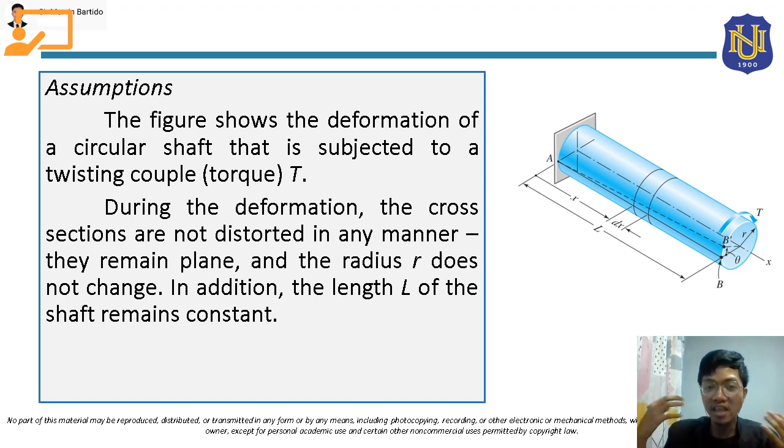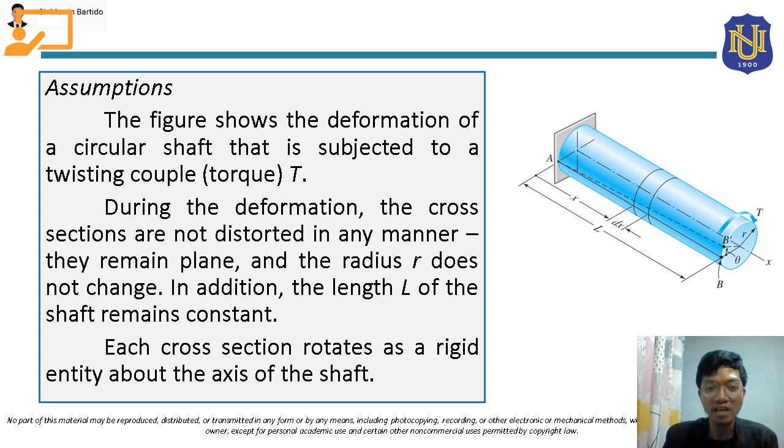So the deformation here in torsion in a circular shaft is only the twisting, or this angle theta. So each cross section rotates as a rigid entity about the axis of the shaft.